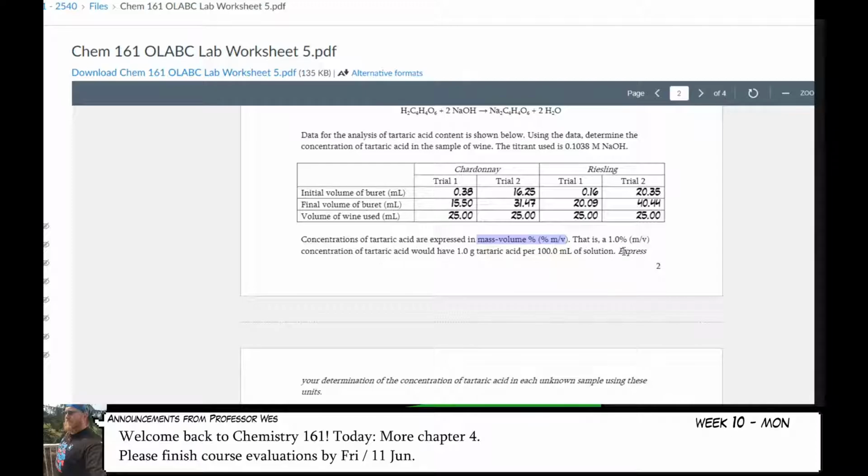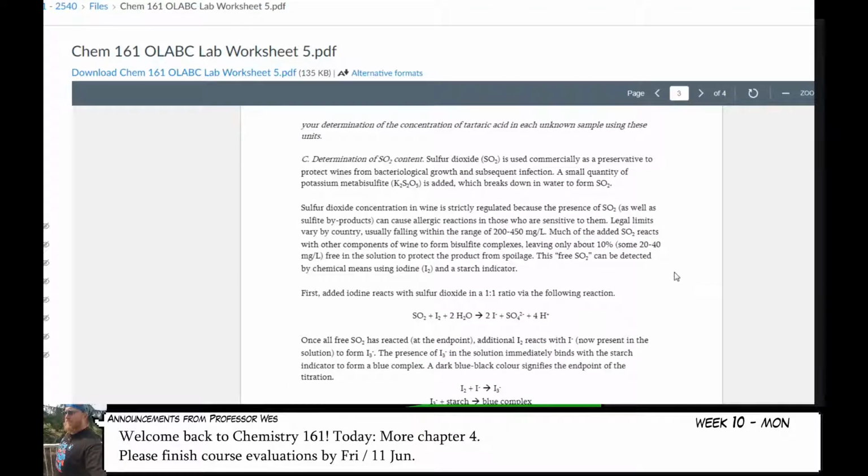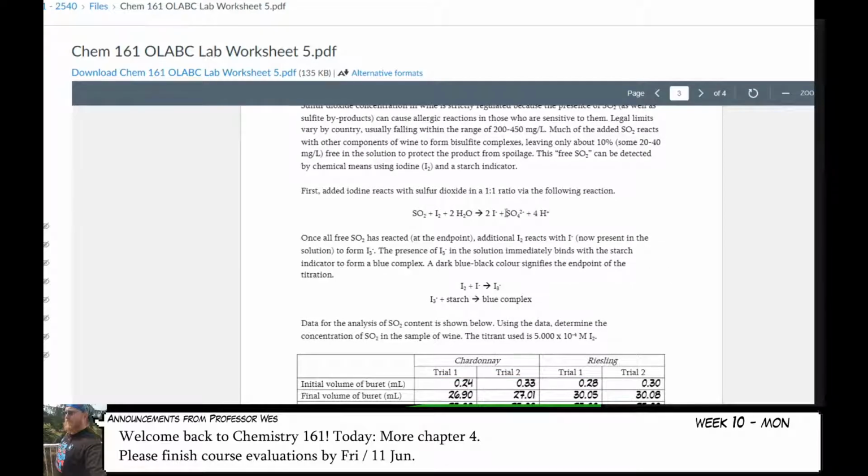for mass volume percent. And then finally, the last part is SO2. This reaction looks way more complicated than it is. All you really need to know is that SO2 and I2 react 1 for 1, which means that the number of moles of SO2 in the solution is going to be equal to the number of moles of I2, and you're titrating using iodine. This just tells you what's happening. This is a very specific reaction that we do in the lab all the time. Iodine titrated with a starch indicator turns dark blue. Iodine also reacts with sulfite.